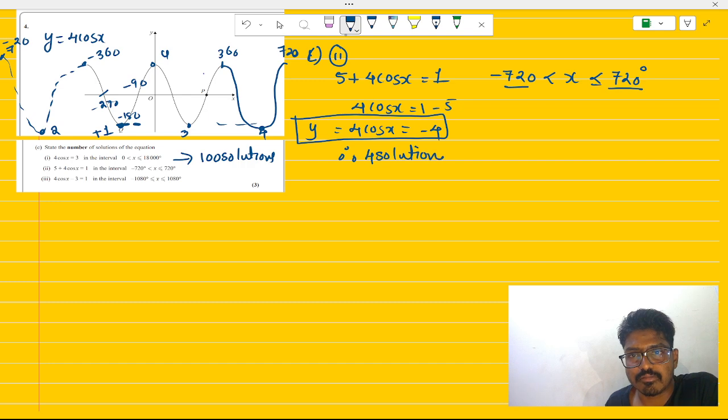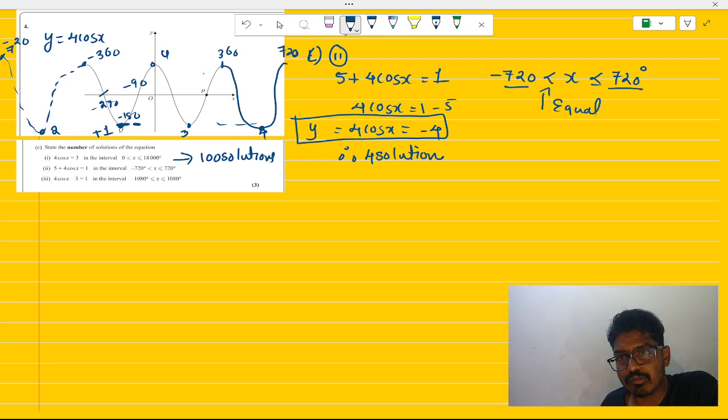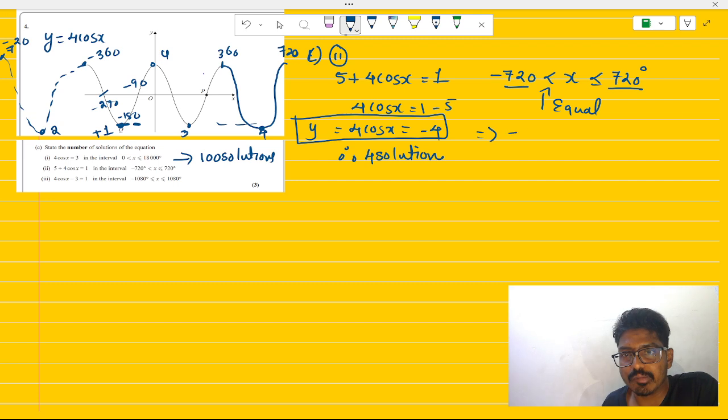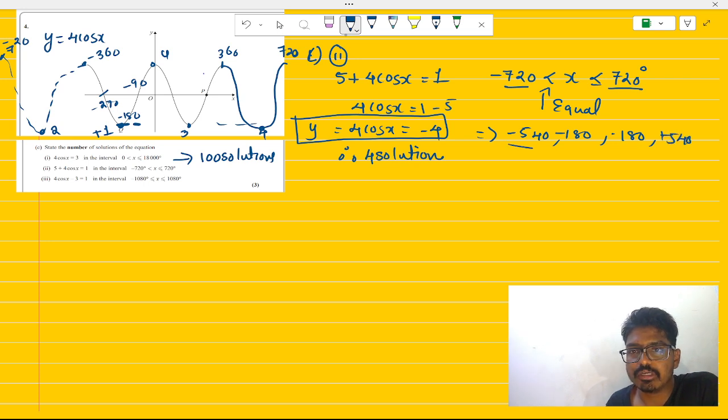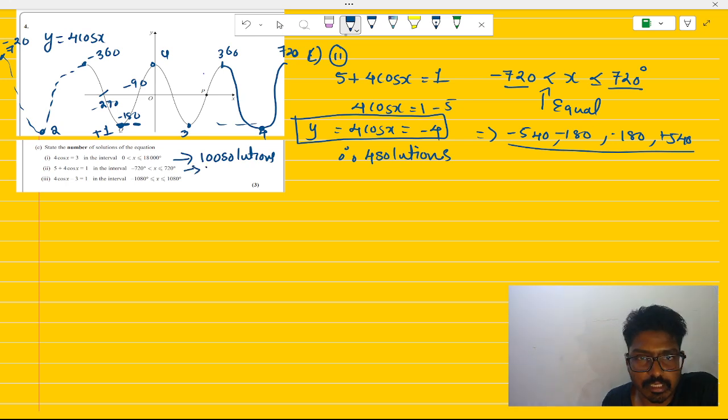Because we should not include 720 and negative 720, since they did not mention equal to here, right? So what will be our coordinates in that case? That will be negative 540, negative 180, positive 180, and positive 540, the 4 solutions. Okay, I hope you have understood. That will be 4 solutions.